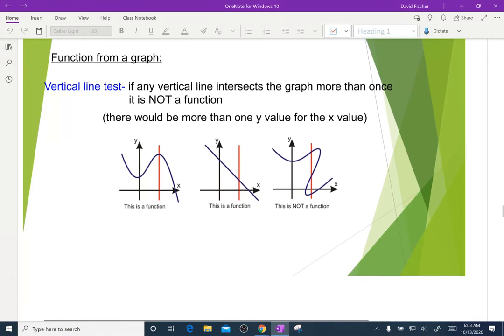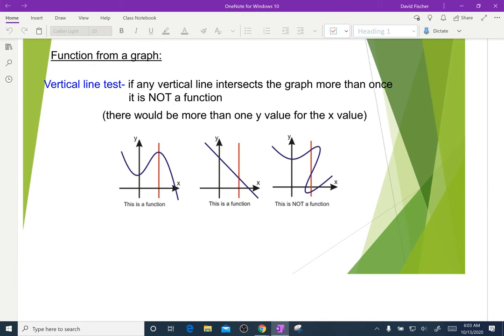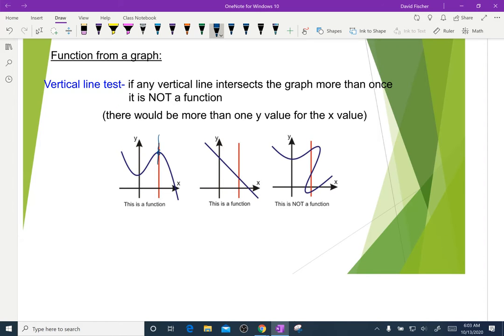I just wanted to touch base on this last little part here, the vertical line test. I love it when they give me a graph and they ask me if it's a function or not. On a vertical line test, all I do is look up and down. I just draw my pencil up and down, and no matter where I am on the graph, if it only touches one time, it's a function.